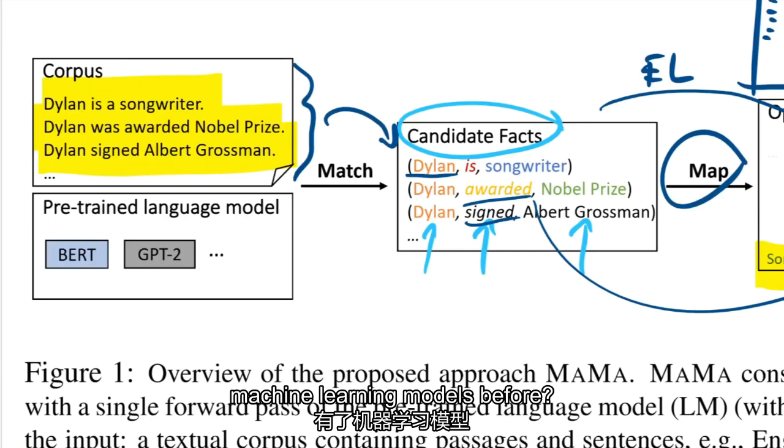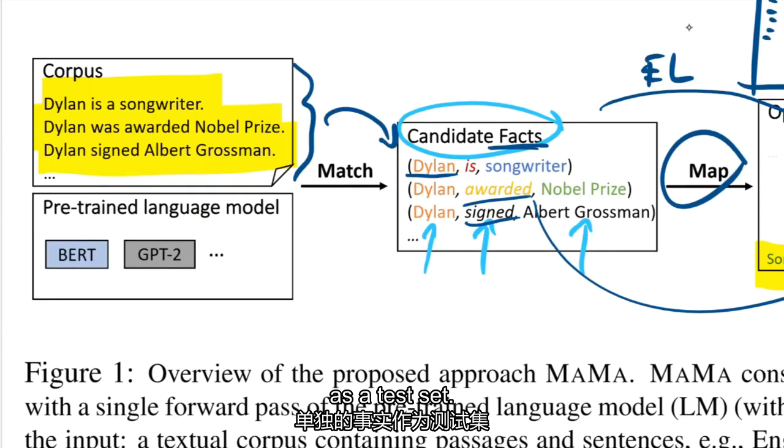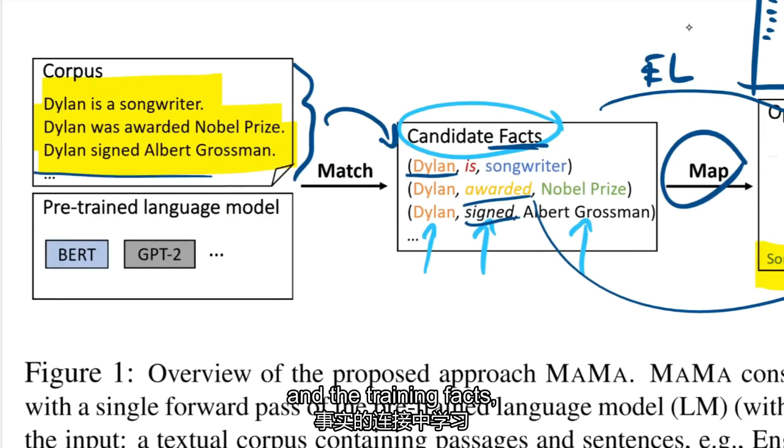There have been machine learning models before, but being machine learning, they all have some sort of a training corpus where you have the facts as a training set, and then you have a separate set of facts as a test set, and you try to learn from the conjunction of the text and the training facts how to extract facts. Not this system.